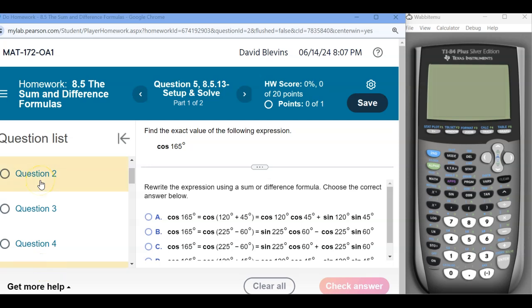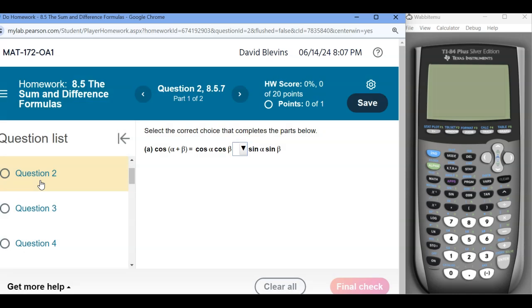Hey trig class, I want to go through a handful of these problems from the 8-5 homework set, because you've got to remember you're not going to have access to these formulas on your midterm. So you need to know some of these formulas. You need to know these sum formulas.